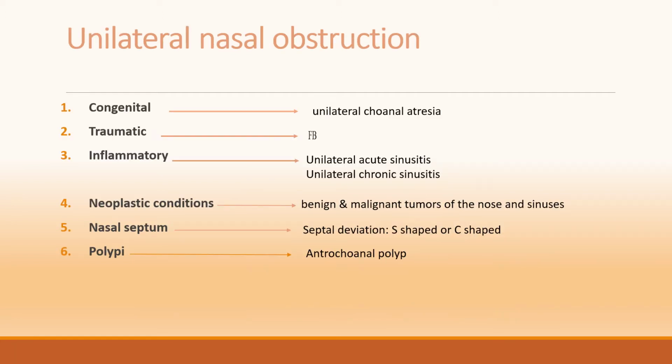Unilateral nasal obstruction. Here we will think of congenital causes, like unilateral choanal atresia; traumatic, like foreign body; inflammatory, unilateral acute sinusitis or unilateral chronic sinusitis; neoplastic, benign and malignant tumors. And then we think about others, like the nasal septum, septal deviation, or nasal polypi such as antrochoanal polyp. Remember the previous lesson.